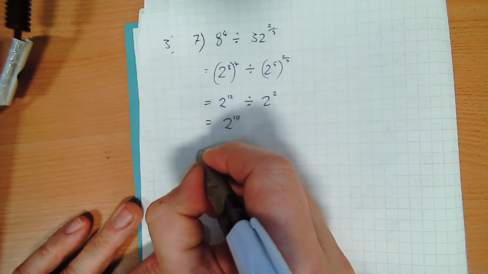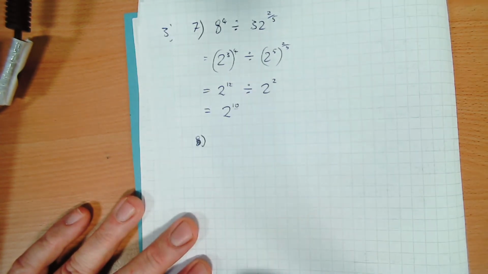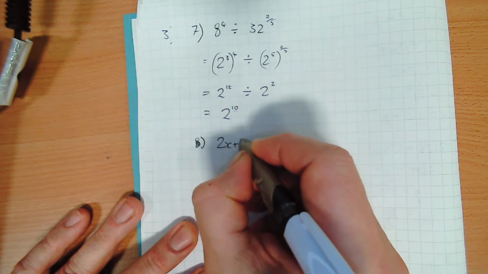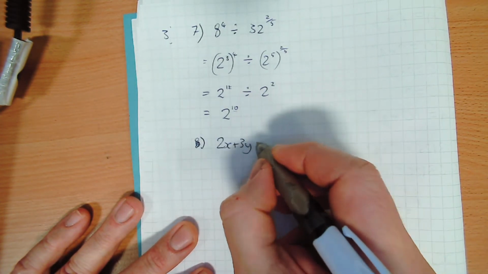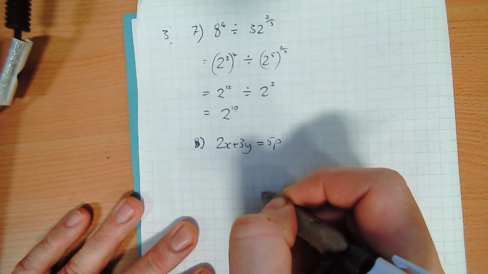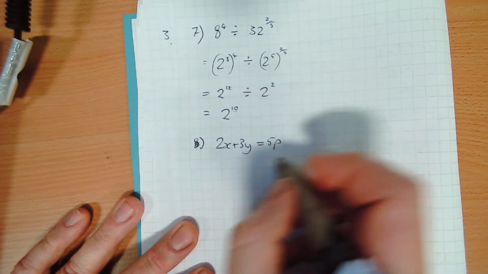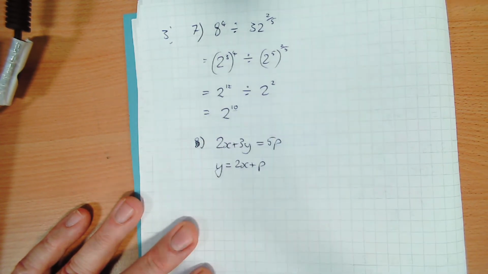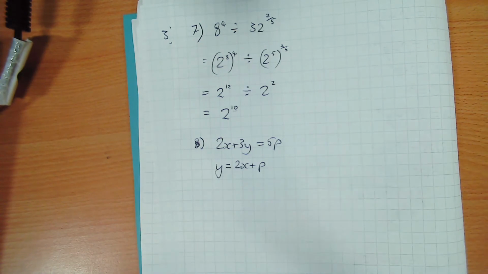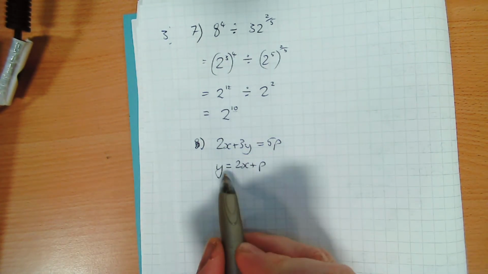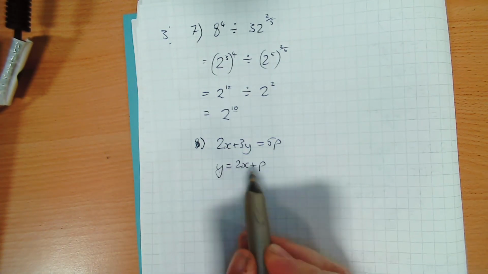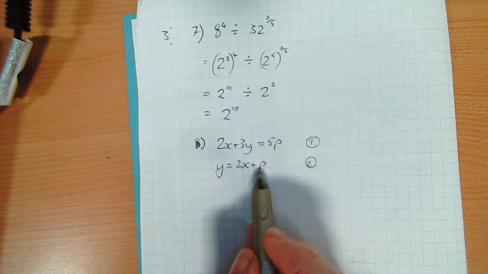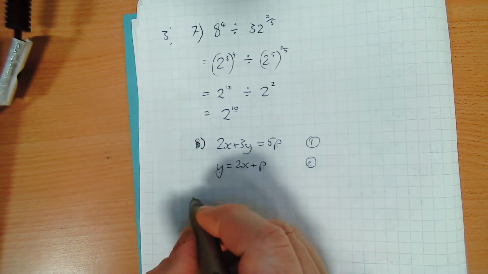Okay, number 8, simultaneous equations, but with algebra, so it doesn't really help using the calculator here. 2x add 3y equals 5p, and y equals 2x add p. I've got choices here. Since y is already the subject, this says instead of y you can write 2x plus p. So I'm going to substitute this into equation number 1.